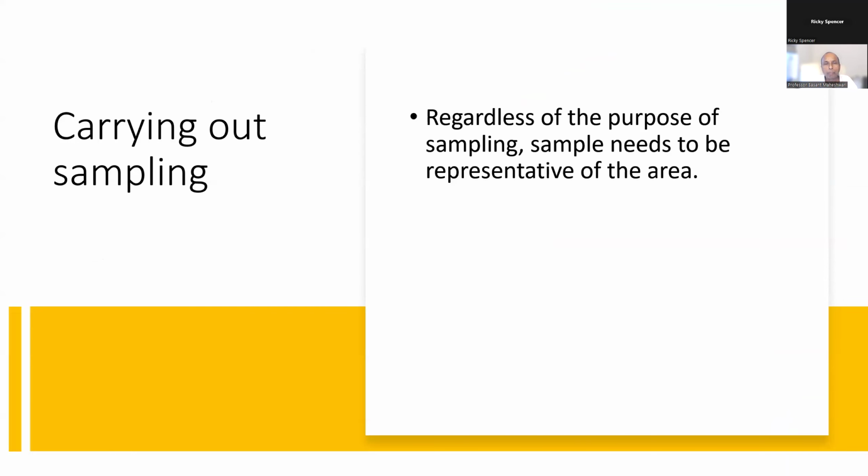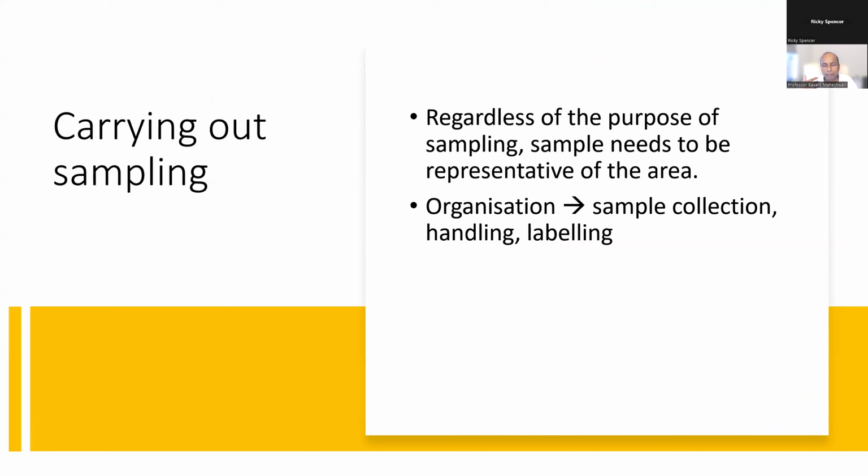So carrying out the sampling. So regardless of the purpose of sampling, the sample needs to be representative of the area. So we want to make sure that whatever we sample, that represents the whole area. And so we need some sort of sample collection. We need to be organized if you're doing sampling. So the protocol for sample collection, handling. So once you collect the sample, how you bring it back to the lab, and it's important to label properly.